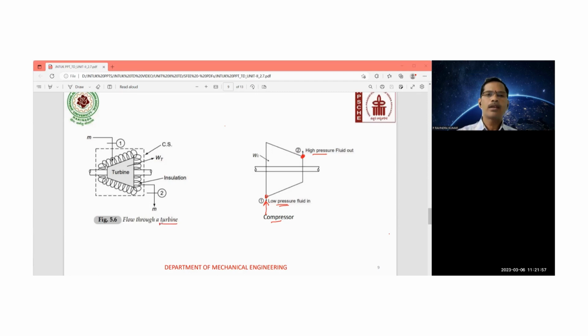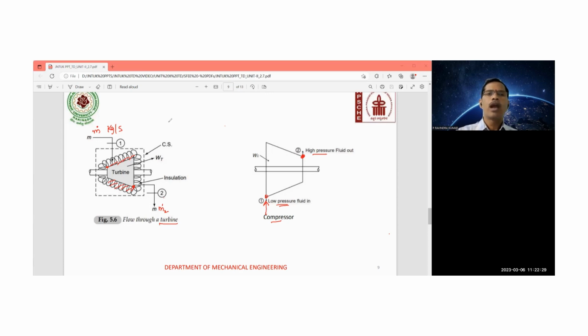If it is a turbine, then this is the inlet point. The mass flow rate of the fluid, in kg per second, is entering at the inlet section of a turbine, and it is going to leave at the exit section. This is the section 2-2, with the mass flow rate m2. And if this turbine gets insulated, then the heat transfer q is equal to 0.